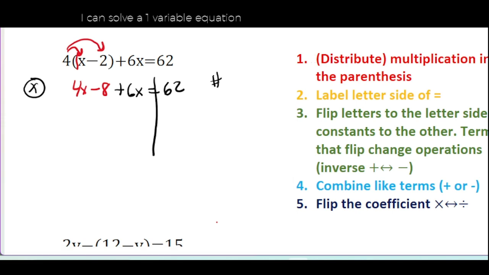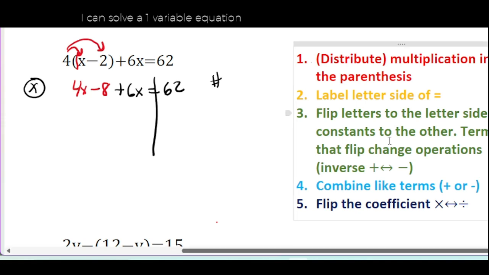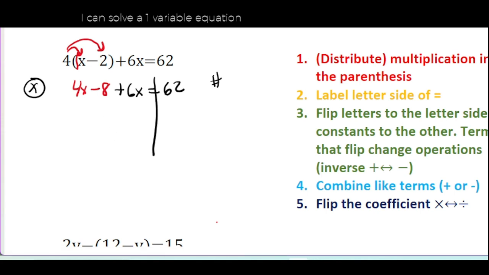So the next step is to flip. I'll flip the letters to the letter side and the constants to the other side. So 4x, that has an x, that'll stay. Minus 8, this is a minus 8, so minus 8 will flip and become plus 8. And then plus 6x, again, that's a letter term that will stay. So that step's done.